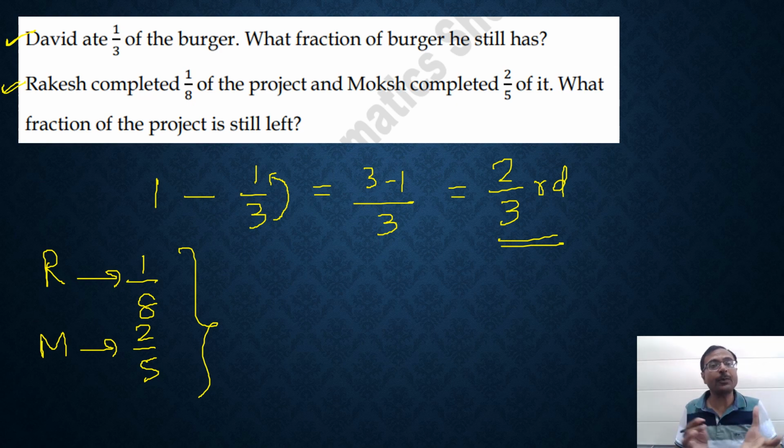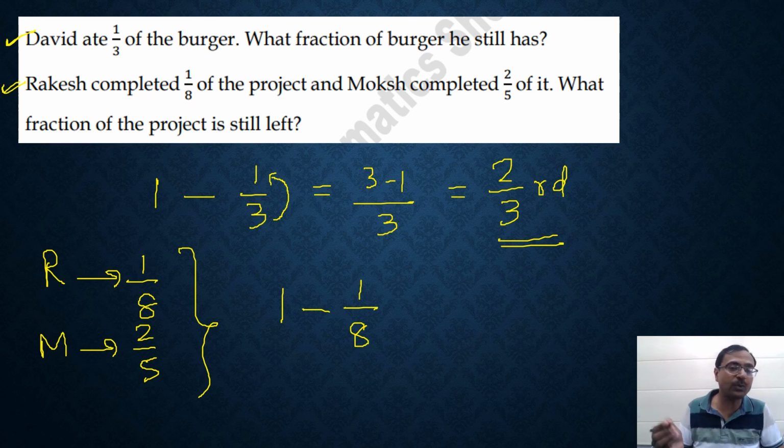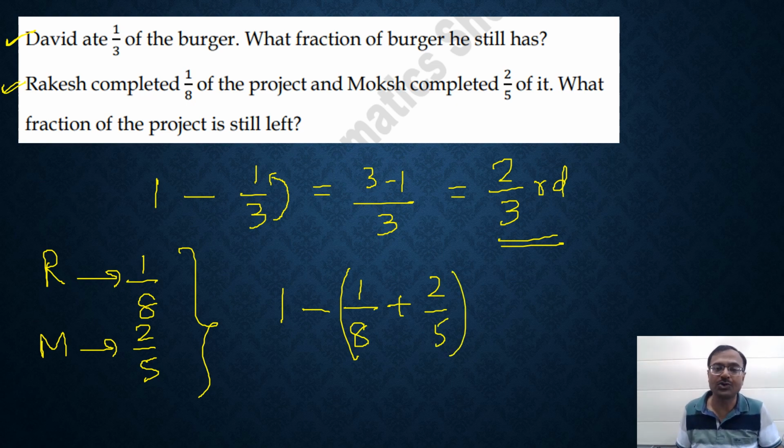See, the overall project, I told you the whole is always considered as 1. So one project was to be done. Out of that, 1/8 has been done by Rakesh. So subtract 1/8 and add 2/5 to that, because 2/5 has been done by Moksh. So if you subtract the sum of 1/8 and 2/5 from 1, you are going to get the part which is still left. So this is 1 minus, now use the butterfly method again, 5 plus 16.